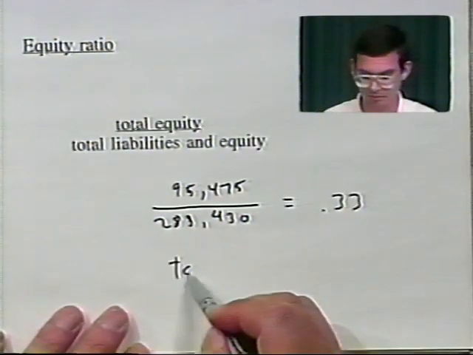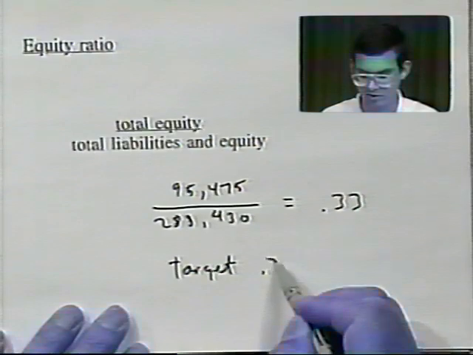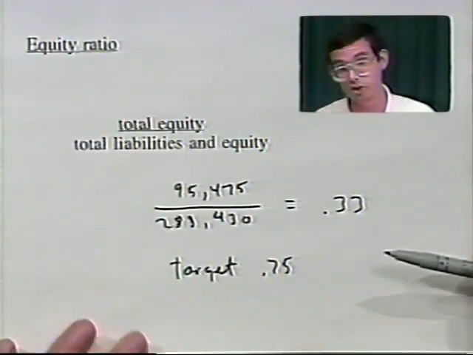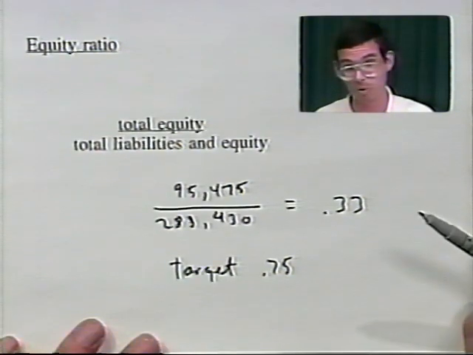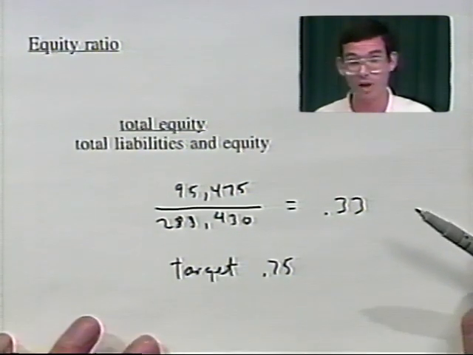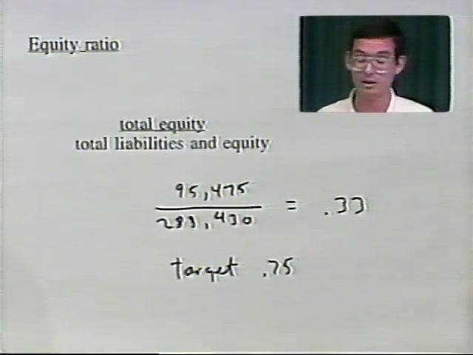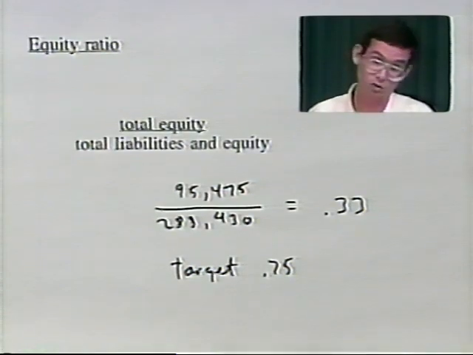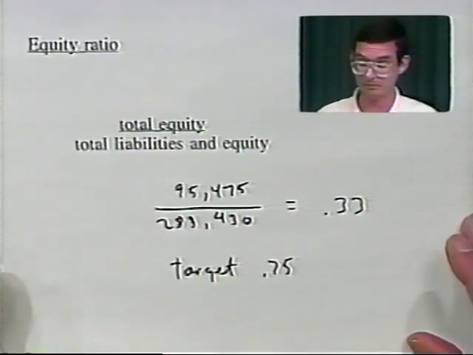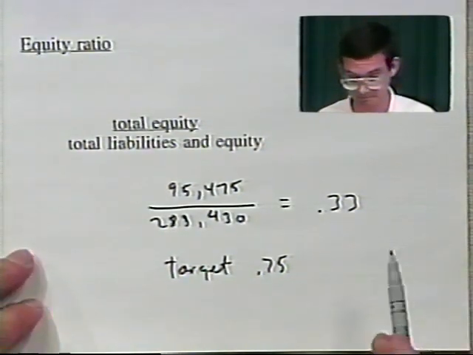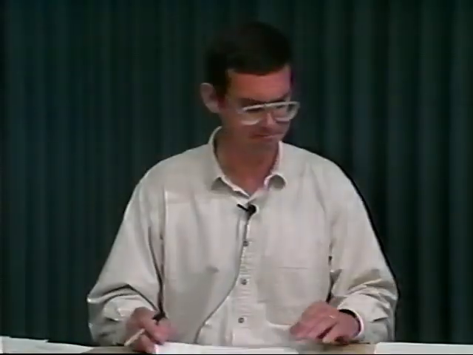The target is 0.75. So we're much more at the mercy of our creditors, or sorry, this company is much more at the mercy of its creditors than is desirable. They could be put into receivership, which means that they go bankrupt at any time if the bank should call a loan or something like that. It's a dangerous position to be in. So that's the equity ratio.